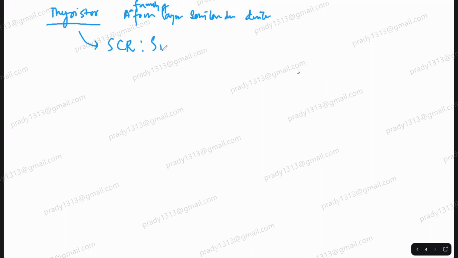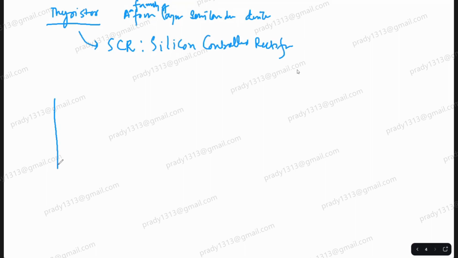That means they have some properties. One of the important and most commonly used thyristors on board is the SCR. What is the full form of SCR? Silicon controlled rectifier.